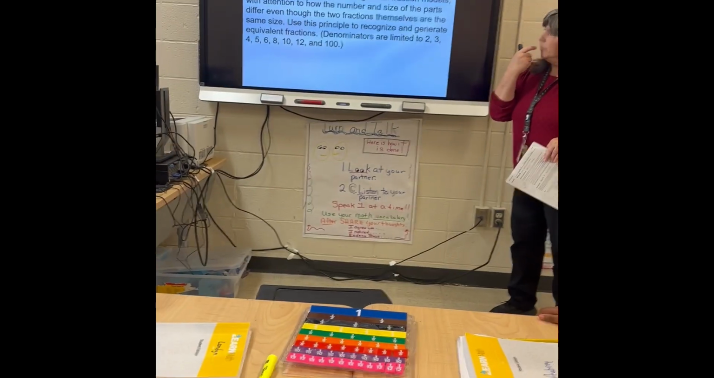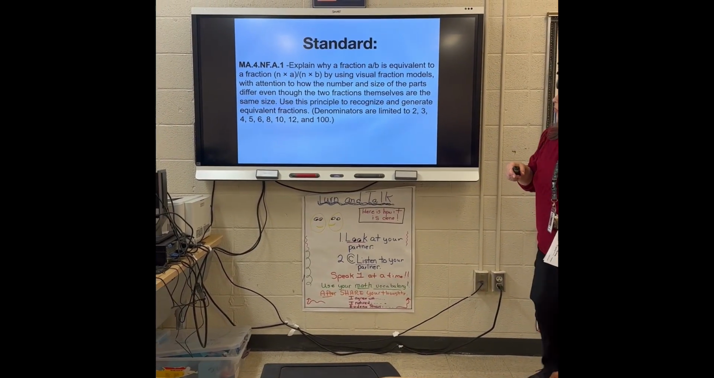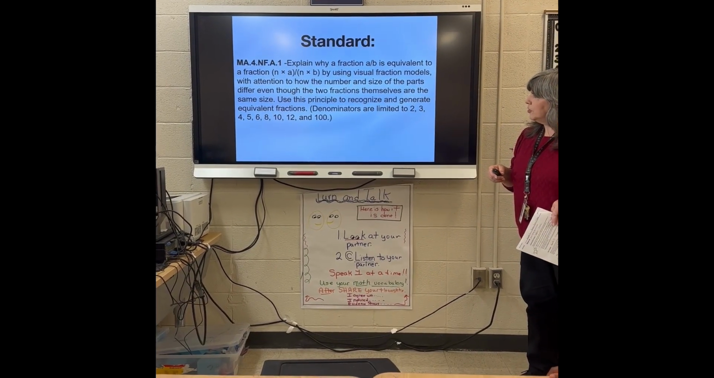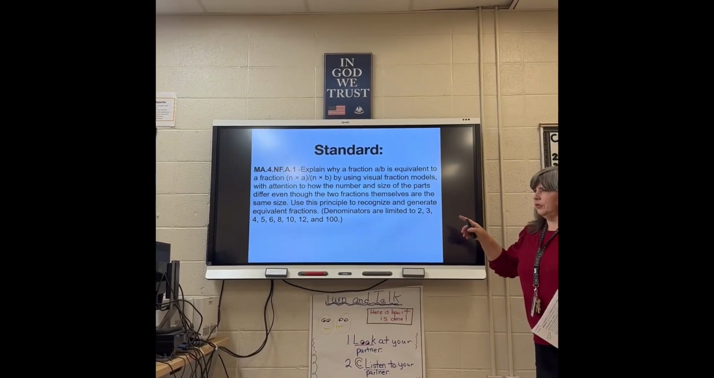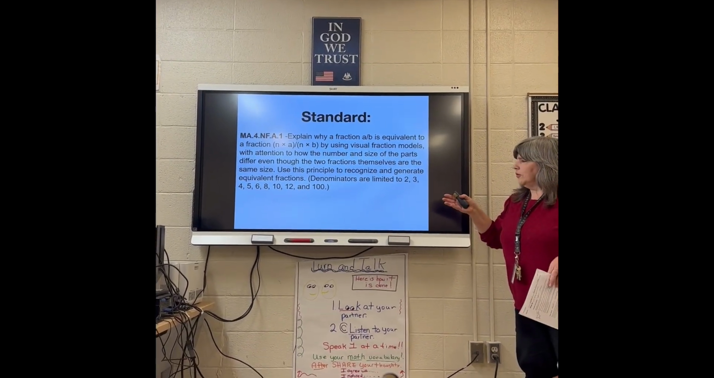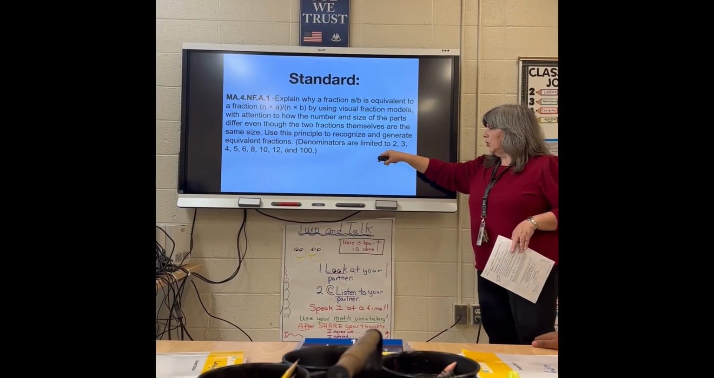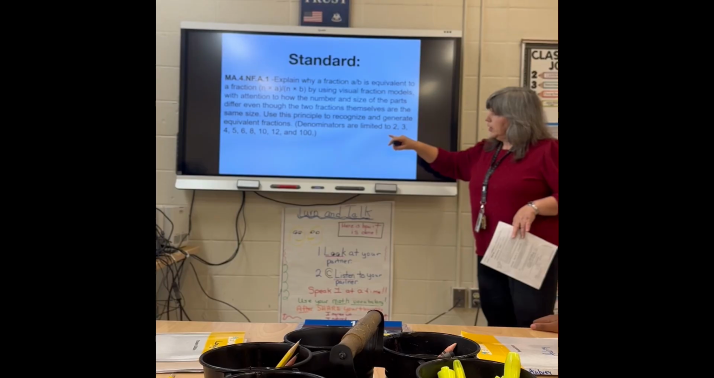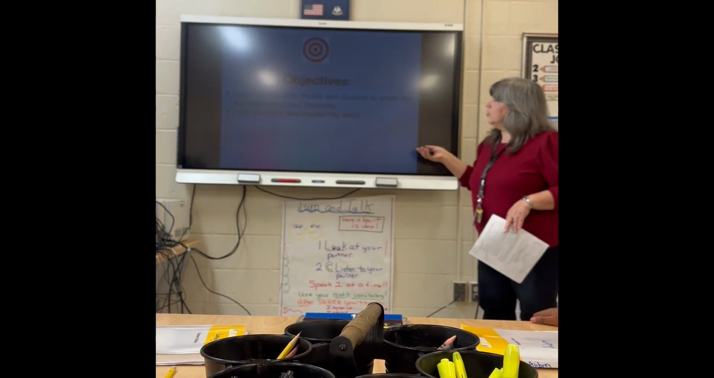Remember our standard. Explain why a fraction is equivalent to another fraction by using a visual fraction model. We're paying attention to how the number and the size of the parts differ even though the two fractions represent the same size. And remember our denominators that we're on this year: 2, 3, 4, 5, 6, 8, 10, 12, and 100. Remember the 10 and 12 are mainly for decimals when we get to that.